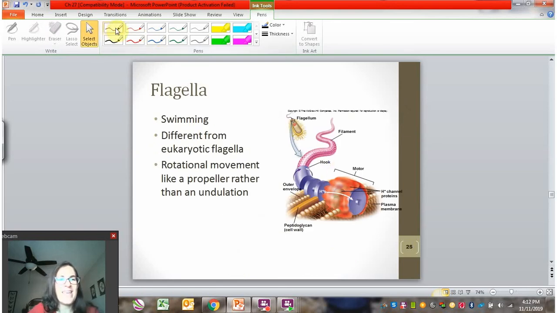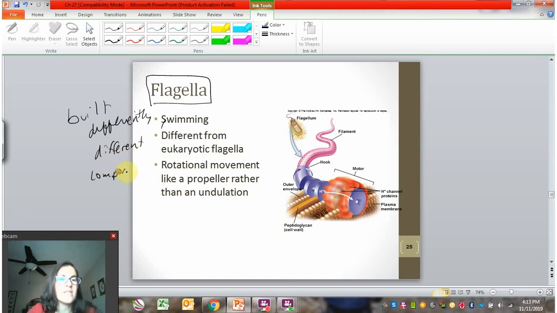So one of the ways that they have swimming movement is that they have flagella. So flagella are these structures that allow for a swimming movement. And so you probably saw flagella on eukaryotic cells in your previous biology class. And while we use the same term in eukaryotes and prokaryotes, they're very structurally different. So they're not made out of microtubules. So I'm just going to put here built differently. And the different components and these different building blocks cause a different type of movement.